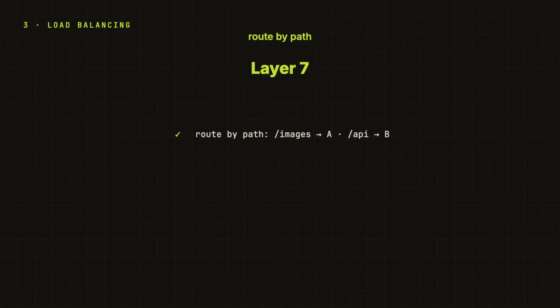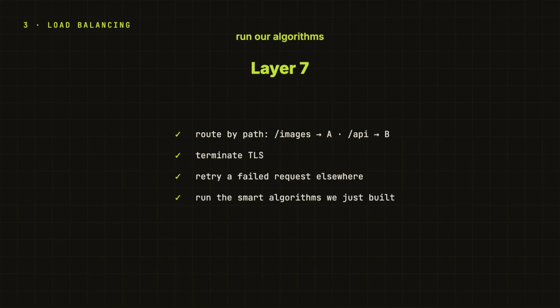Send image requests to one pool and API requests to another. Handle your TLS, retry a failed request on a different server, and run those smart per-request algorithms we just built. Because it can actually see your request, that is your application load balancer. The only cost is that it does much more work per request.